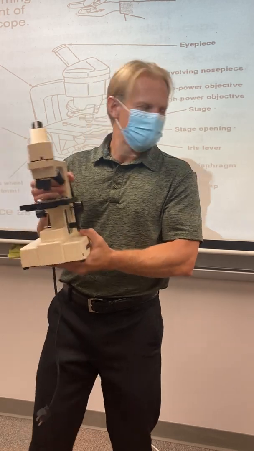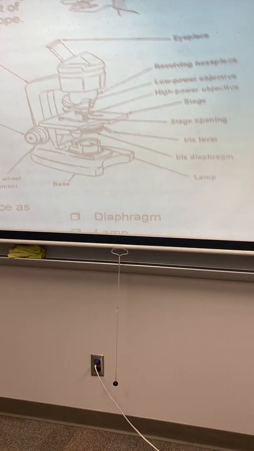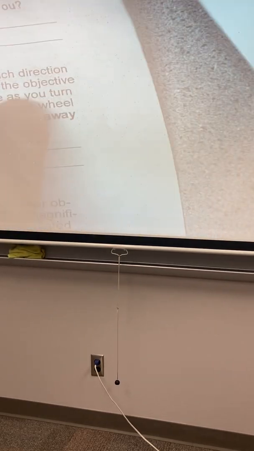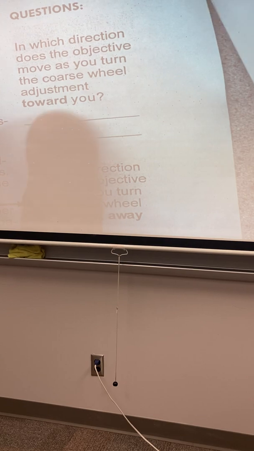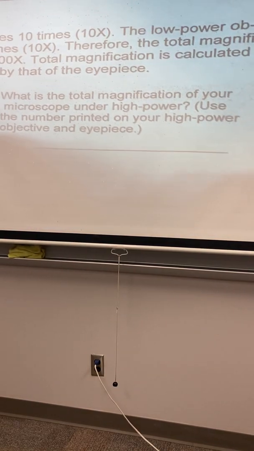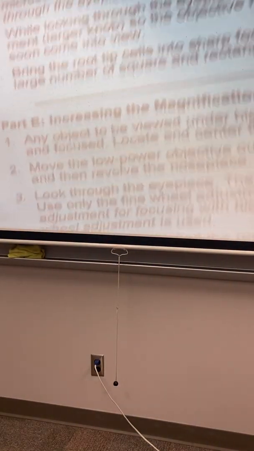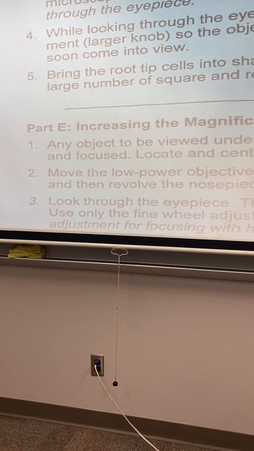So, I think we have covered everything here. Let me double check. So on the back of this, if you're doing this from home, as you go through, there's little questions to fill out here, okay? And which direction the objective moves as you turn the coarse wheel towards you, right? Some simple things, you're gonna figure those things out as you go, okay? Figure out the total magnification of high and low power, just multiplying there. You can kind of do that from what I said already.